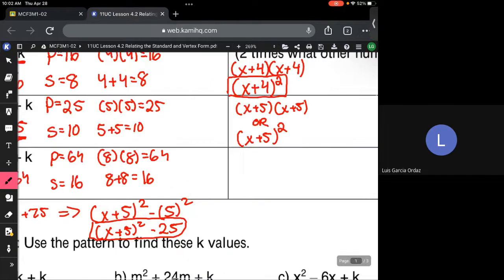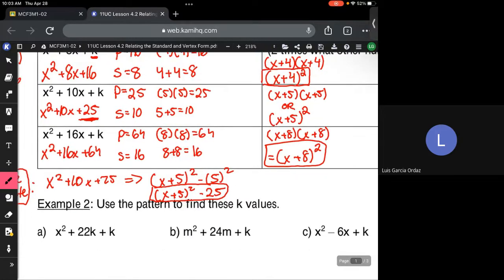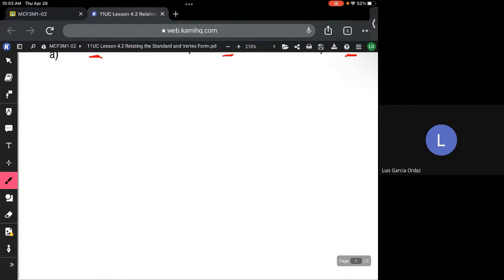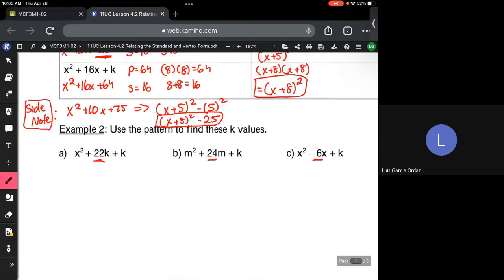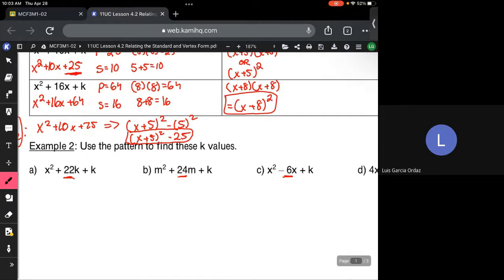So Abby said we got x plus 8 times x plus 8, which is the same thing as saying x plus 8 squared. And as you can see, for the second question that you are going to do on your own, and then we'll discuss it, all of my numbers in the middle are going to be even numbers. So remember, when you're working with perfect squares, one thing you'll notice is that my middle number is always going to be even.